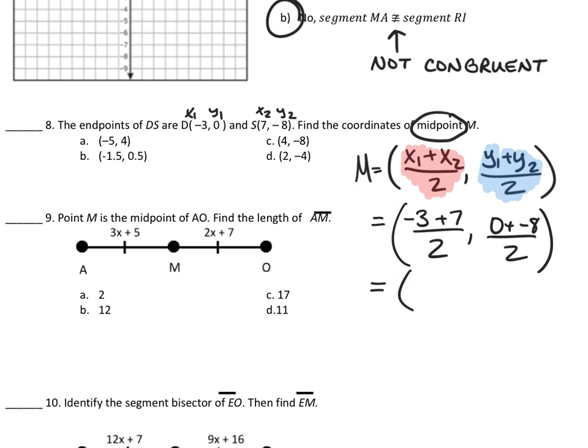What did you get? Trey, what'd you get? Huh? What did you get as your answer? On a D? 2, -4. Very good. D is correct. So again, 2 separate problems to get those numbers, but you put them together as a coordinate point because the midpoint is a place on a coordinate grid. So we need an x and a y.